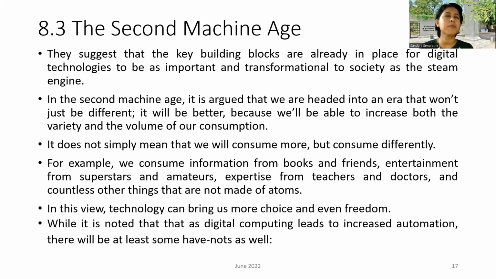In addition to the idea that we will be able to consume more, we have to also concentrate on the fact that we will be able to consume in many different ways, right? For example, we consume information from books and friends, entertainment from superstars and amateurs, expertise from teachers and doctors, and countless other things that are not made of atoms. That means there are so many digital sources present in the modern era from which we can consume information and services.